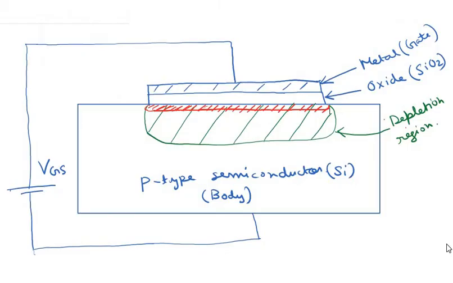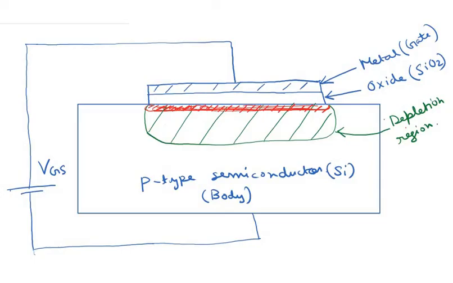So the gate voltage at which a very thin layer of mobile electrons is induced at the surface is known as the threshold voltage. Threshold voltage is basically the voltage at which this thin layer of mobile electrons is induced at the surface. So this is basically VTH.